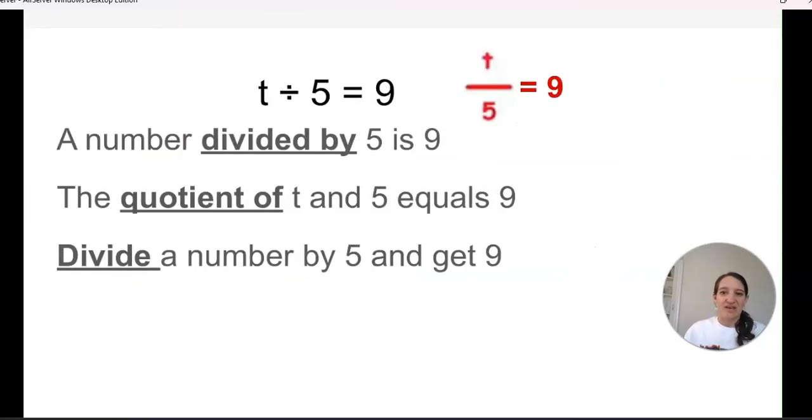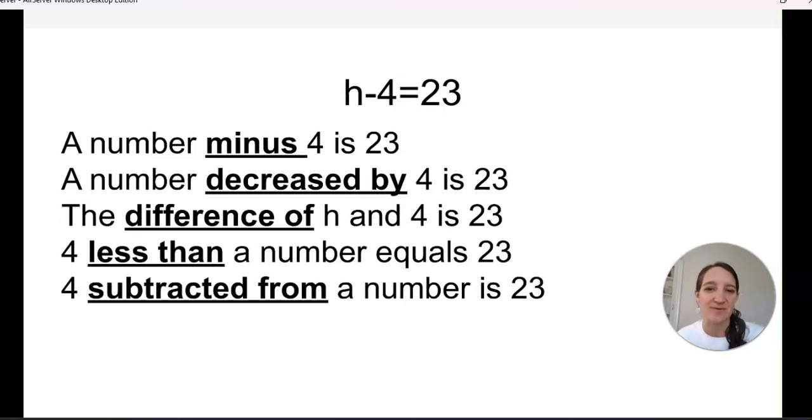Couldn't you? Oh, division. What could we say for division? We could say a number divided by 5 is 9. We could say the quotient of t and 5 equals 9, right? Divide a number. Ooh, this is good. Divide a number by 5 and get 9. Ooh, that one's fancy.